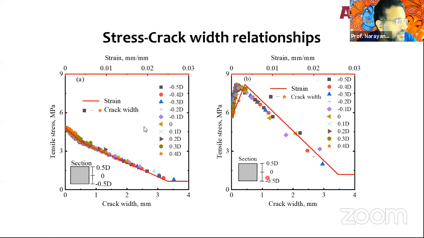And here is a stress crack width relationship. This is basically stress versus the width of the crack. Here there is no crack at all. I have a tensile stress of about 4 or 5 megapascal, and with 3% fibers, I have a tensile stress of 8 or 9 megapascal. With increasing crack width, I can see my stress dropping. But look, even when the crack width is 2 millimeters, I still have a 5 megapascal tensile strength.